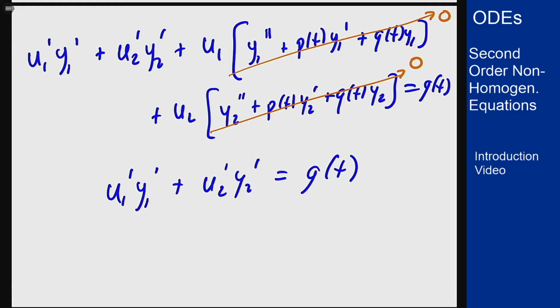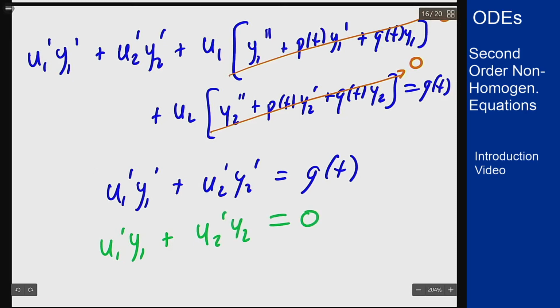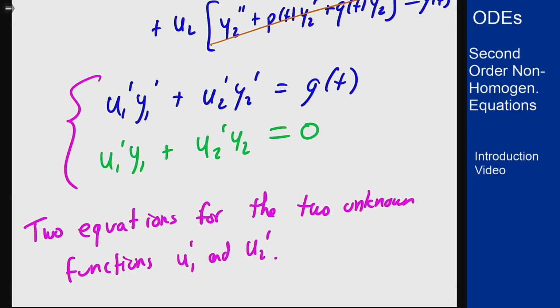And then we can pull down the equation we had before as our extra condition that we imposed. I'll do it in green because it'll match the green that it was before. u1 prime times y1 plus u2 prime times y2 equals 0. This now gives us two equations for the two unknown functions u1 prime and u2 prime, which is really good. It means we have an opportunity to try to solve these out for u1 prime and u2 prime, and then integrate to get u1, u2, and backtrack to our original particular solution we were looking for in the first place.